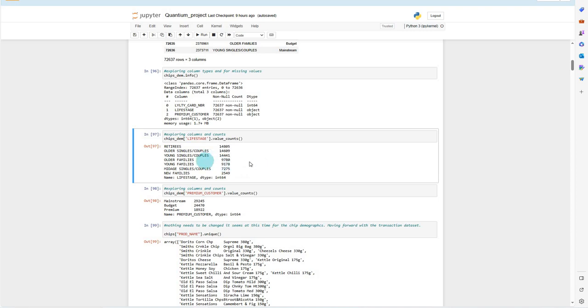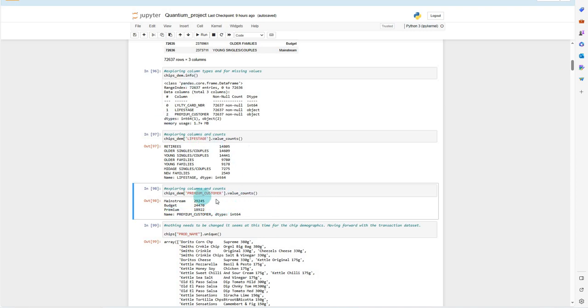The demographic information, they broke up by age into these categories. They've got retirees, older singles and couples, older families, young families, mid-age singles, and new families. So that's how they broke it up here. Then the other demographic information, I'm assuming, is based on income levels or budgets. They have mainstream, budget, and premium. So budget is the lowest income class, mainstream is like the middle class, and premium is like the upper class.